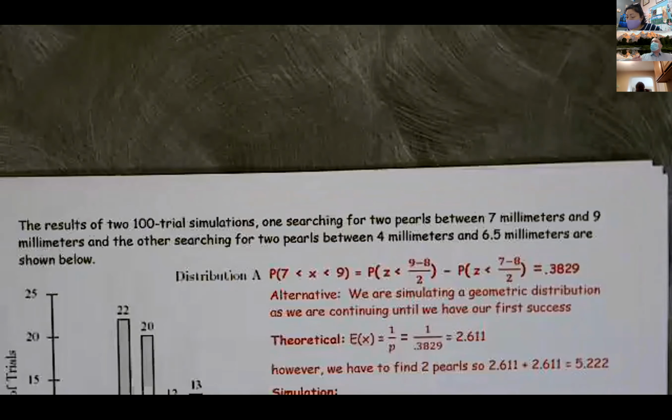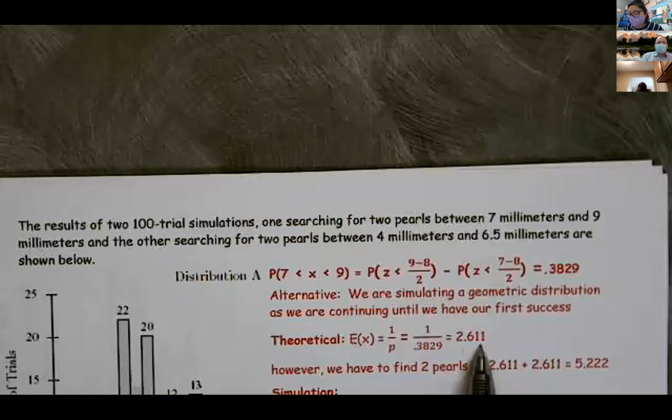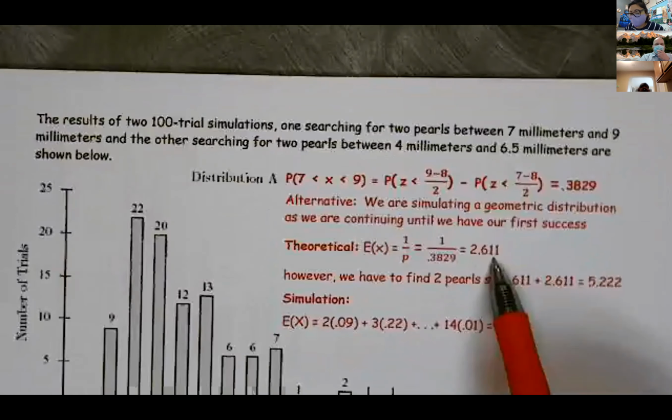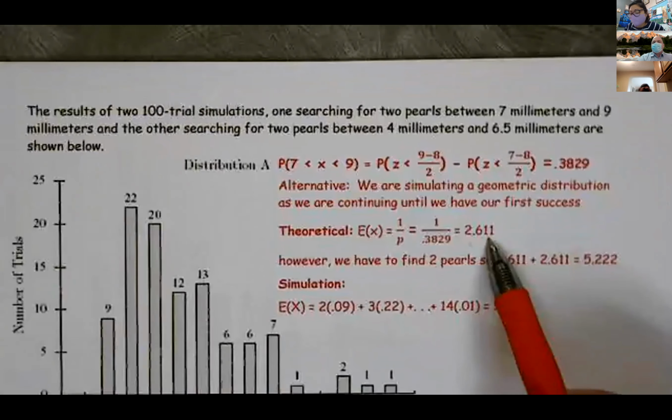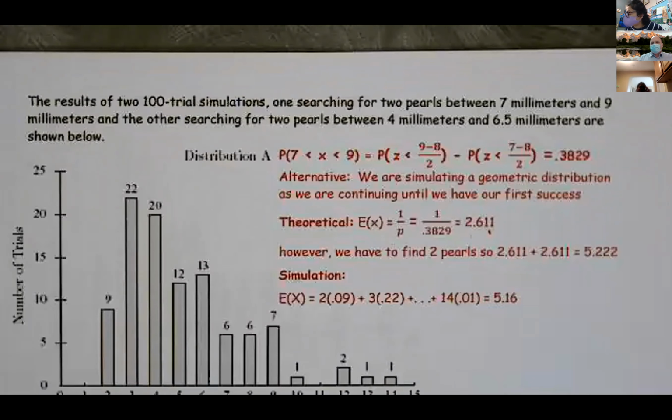And since we're continuing until we find that pearl of the right size, continuing to the first, that makes it a geometric. Well, the geometric has an expected value of 1 over p. So 1 over 0.3829 equals 2.611. All right. So the probability on average, I should say, we'd expect to find the first pearl of 7 to 9 millimeters after 2.6 oysters.